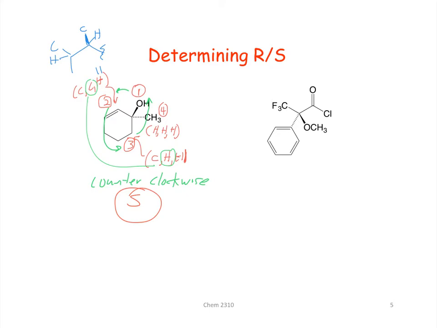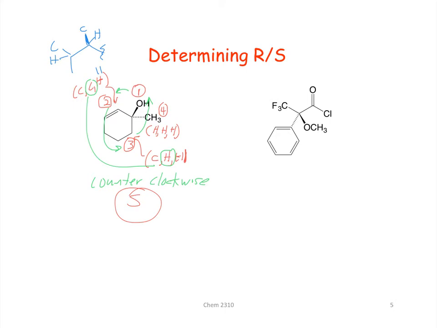Alright, let's do one more here. Look at that one, it's got a lot more different groups attached. Is there a chiral center? Sure is. There's one right here, right? Because all four of these groups are different. So let's rank it. Which of those four groups is going to have the highest priority?